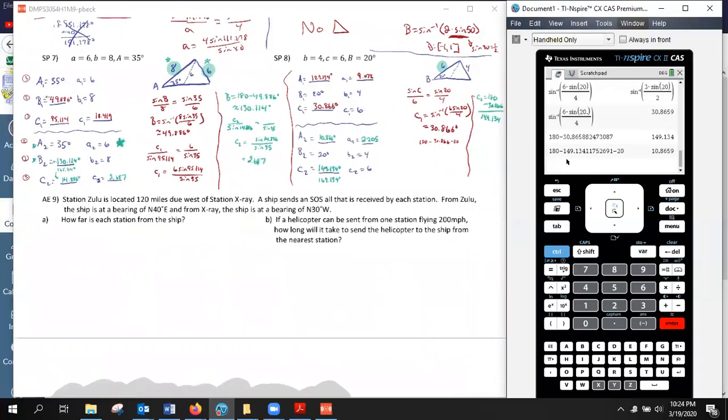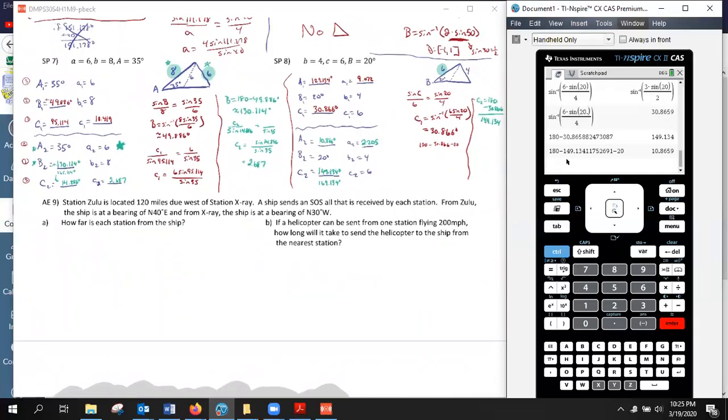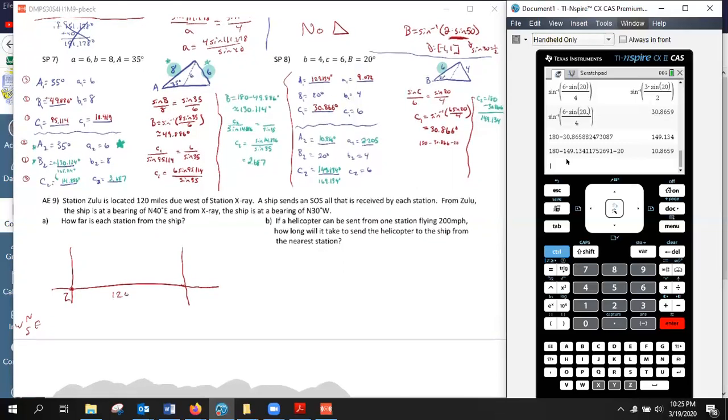Last but not least, we have a story problem. Station Zulu is located 120 miles due west of Station X-ray. So what that leads me to do is create this to say Station Zulu is 120 miles due west. We know that's north, south, east, west. So Station Zulu is 120 miles due west of Station X-ray. I'm going to label that as an X.